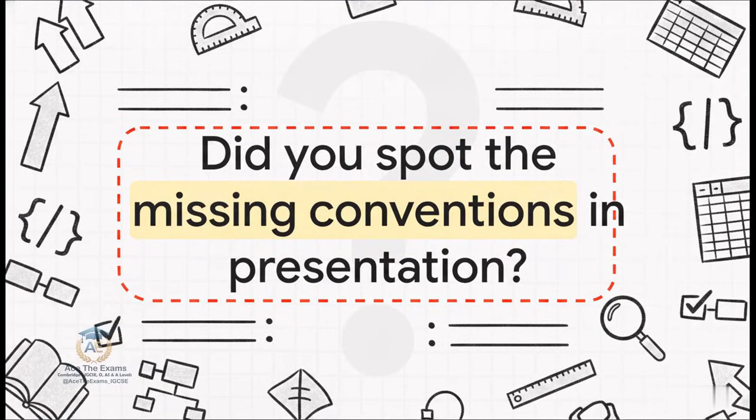So, did you spot the missing strict conventions? If you didn't notice the lack of proper headings and formatting, you just lost your method marks. Presentation of information in Syllabus 9626 follows incredibly strict conventions. An examiner cannot give you full credit just because you found the right number. You have to prove you understand the systematic process. Proper headings and clear annotation aren't just nice to have. They are mandatory evidence of your working.